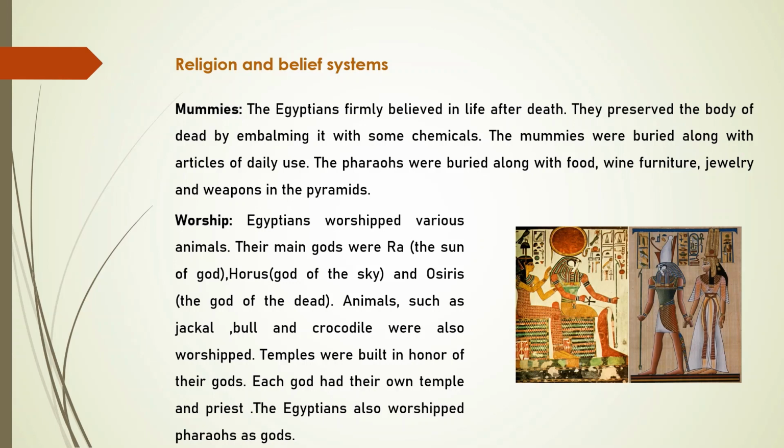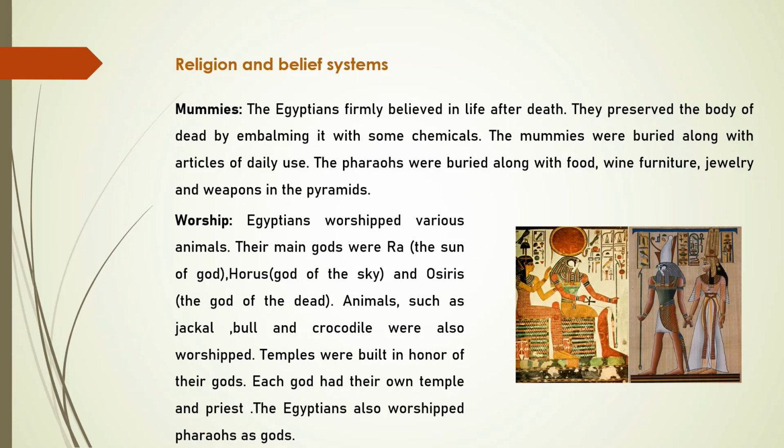Worship. Egyptians worshipped various animals. Their main gods were Ra, the sun god, Horus, god of the sky, and Osiris, the god of the dead. Animals such as jackal, bull, and crocodile were also worshipped. Temples were built in honor of their gods. Each god had their own temple and priest.